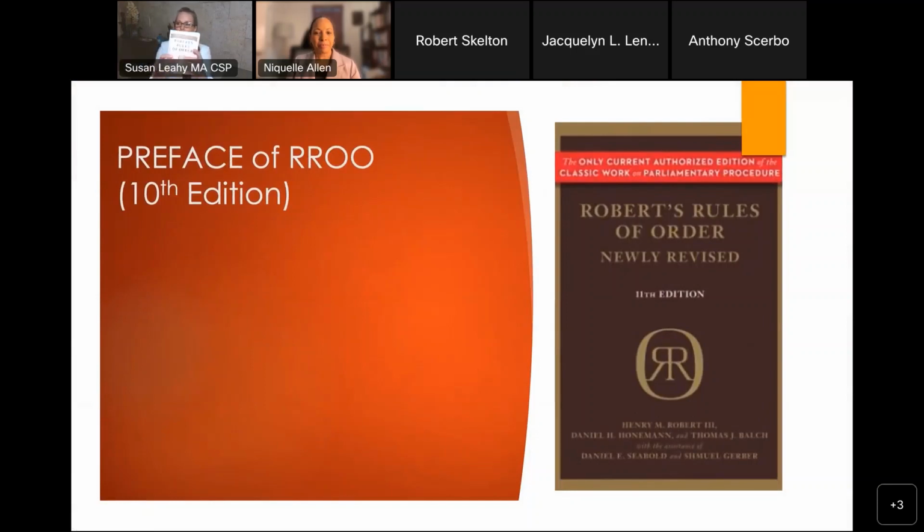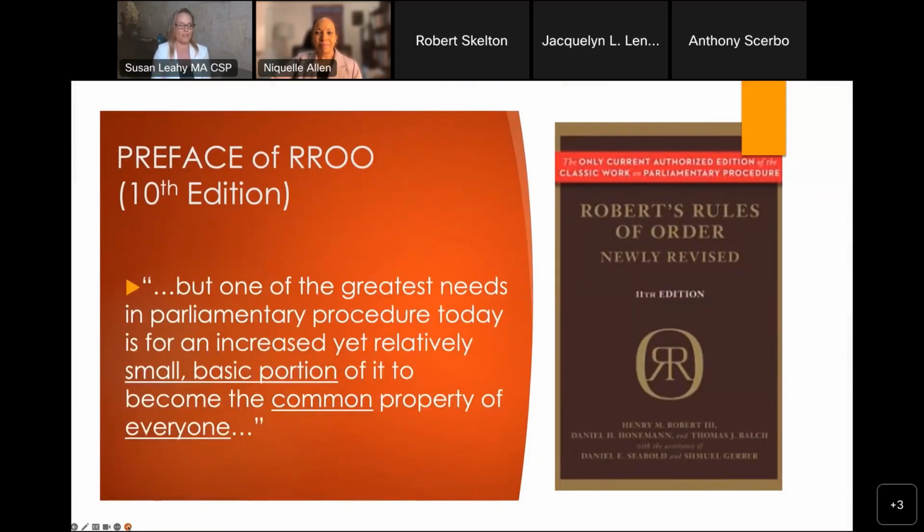So I want to start with the preface of Robert's Rules of Order. Robert's has gone through 12 different revisions. This is the 10th revision that's on the board. I actually loved what was listed in the preface so much, I kept it in my presentation. And so I want us to just take a moment to read what this is. And if you're somewhere that you can read this out loud, it'll help you stay engaged in the program. So go ahead and take a moment to read this with me.